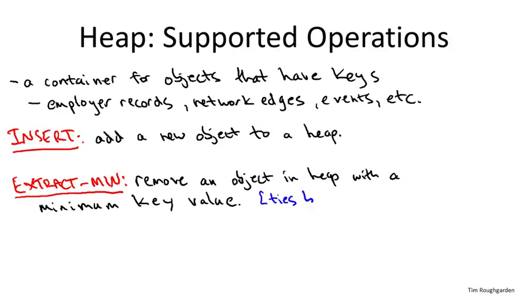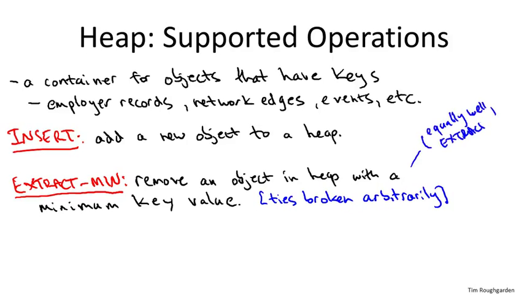Now, of course, there's no special reason that I chose to extract the minimum rather than the maximum. Either you can have a second notion of a heap, which is a max heap, which always returns the object with the maximum key value, or if all you have at your disposal is one of these extract min type heaps, you can just negate the sign of all of the key values before you insert them, and then extract min will actually extract the max key value.